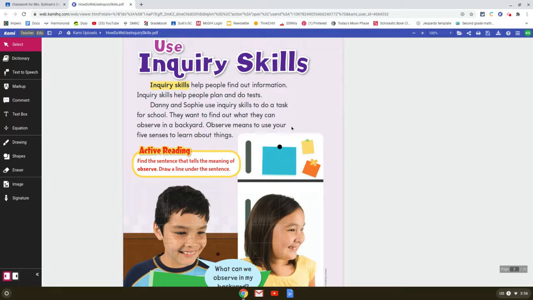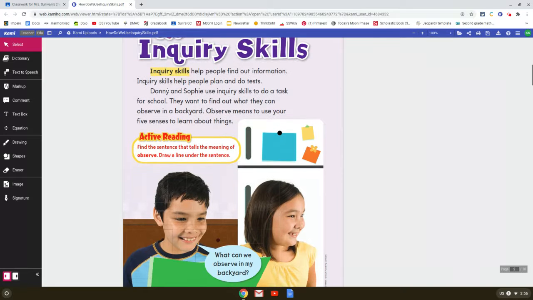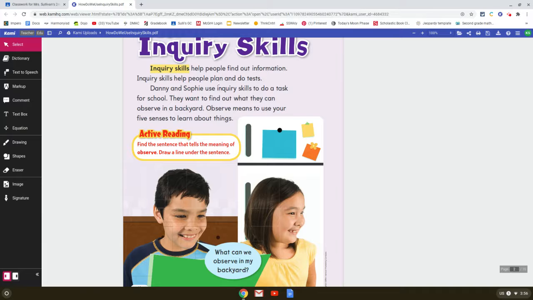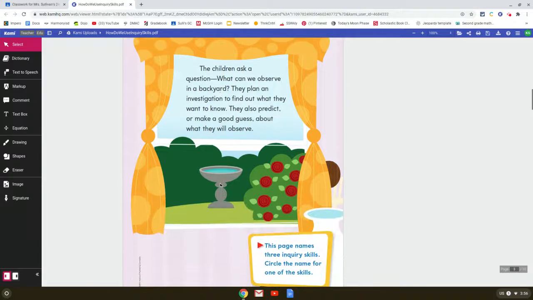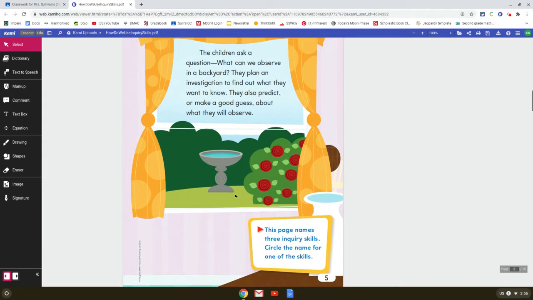Inquiry is how people find out information, okay? So throughout this lesson, you're going to find out how Danny and Sophie use their inquiry skills to do a task for school. Read all of the information here. Please find the sentence that tells the meaning of observe in here and underline that sentence. Okay, asking questions is another very important part of inquiry. Read this page and circle the name for one of the skills in inquiry.